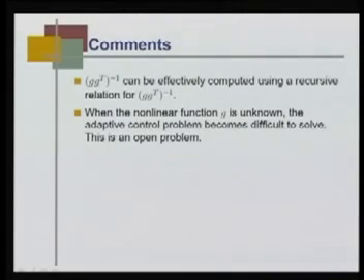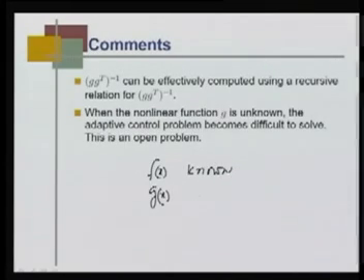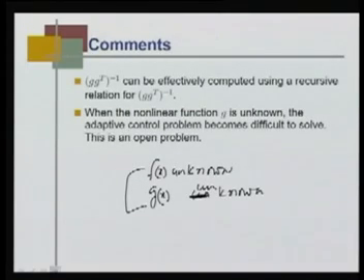This is the first comment. And the second thing is that we considered Fx unknown and Gx known. Now, if Gx is also unknown, with Fx both unknown, this problem is still not solved in the control literature. So, when the nonlinear function G is unknown, the adaptive control problem becomes difficult to solve. This is an open research problem.